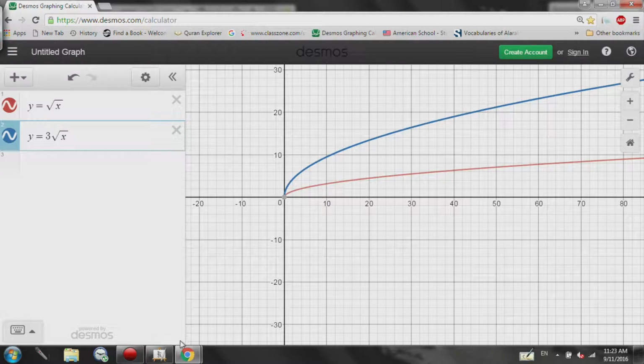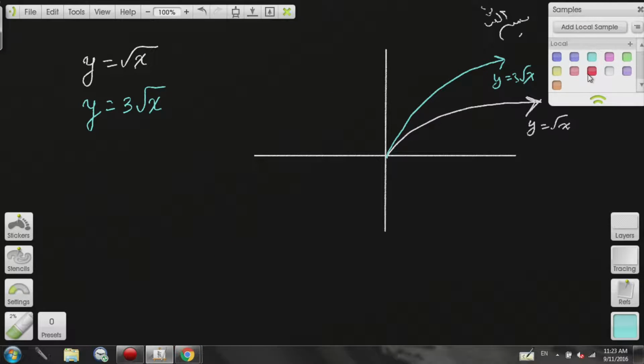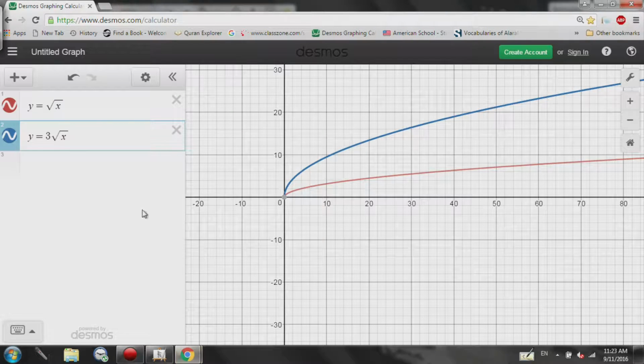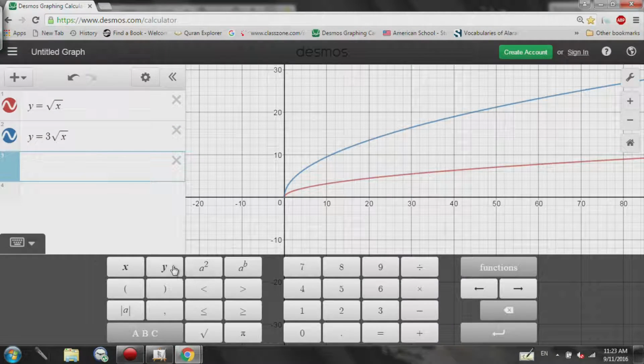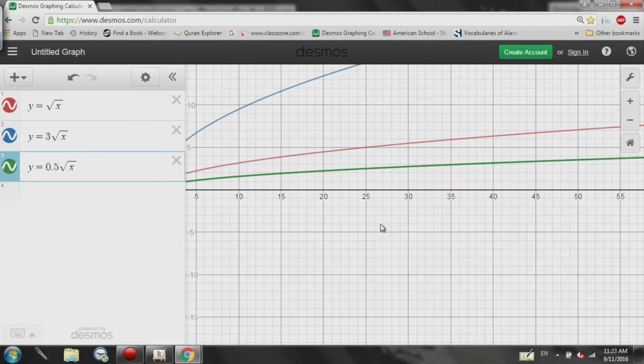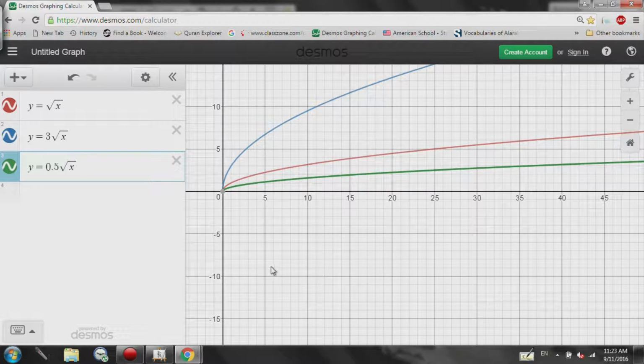So that's that. Now, how about this? Okay, y equals 1/2 square root of x. How's that going to look? Well, the other one goes up faster, and this is going to go slower. It's going to be like this, right? So let me just do that one. That's y equals 0.5, which is half, square root of x. See, that's the green function. It's going to go slower. Okay?